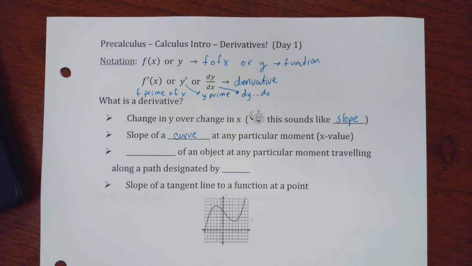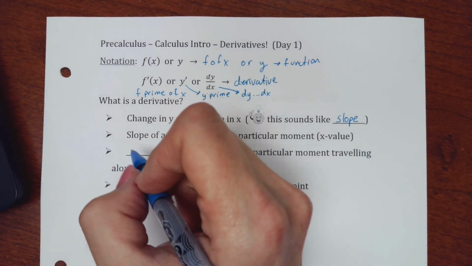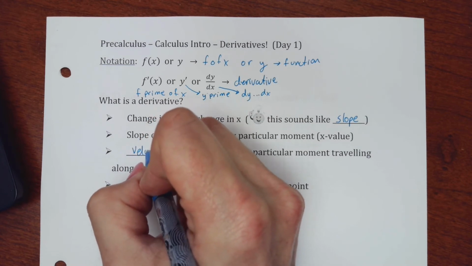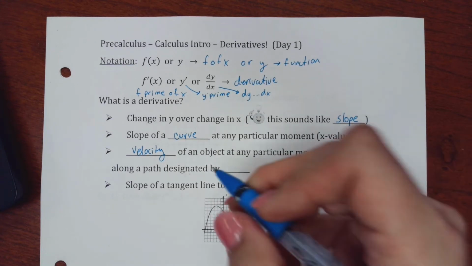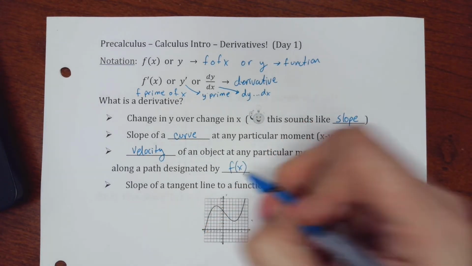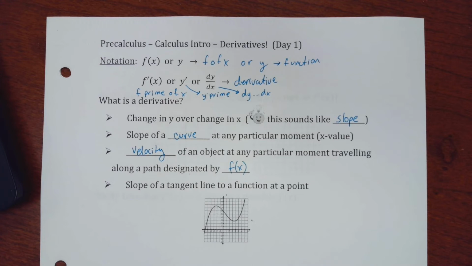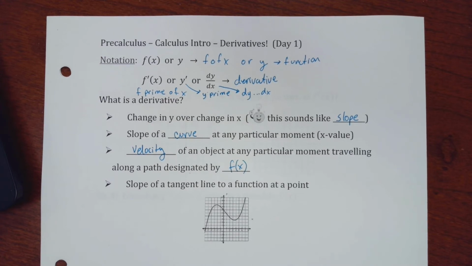it is the velocity of an object at any particular moment traveling along a path designated by the curve f of x. Okay. So then the last thing, it's the slope of a tangent line to a function at a point.